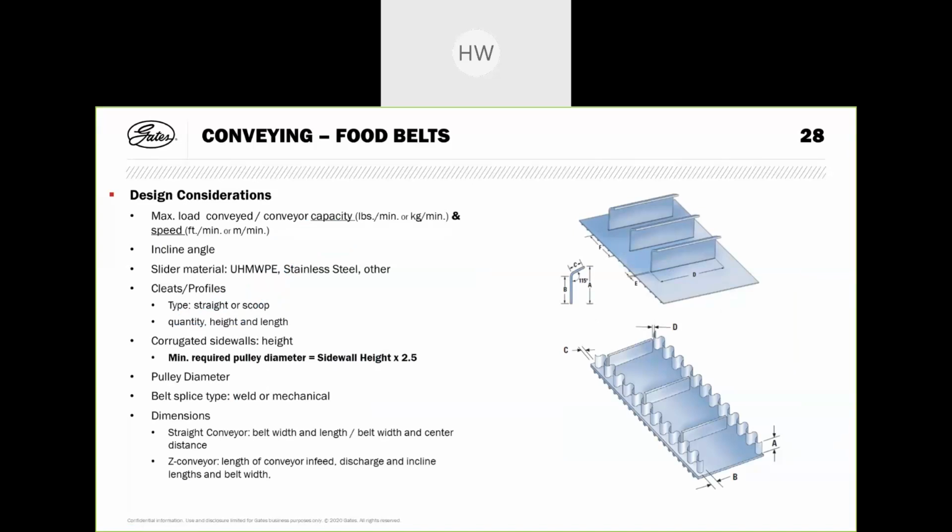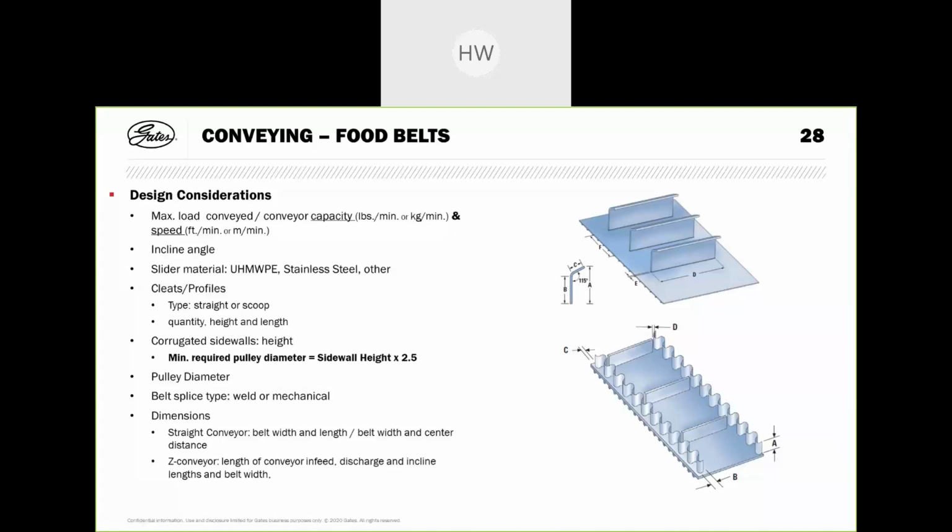And on corrugated sidewalls, you also have to respect that the minimum diameter is going to change and is determined by the height of the sidewall. Design envelope is always a criterion here, pulley diameter and the dimensions, belt width, mostly determined by the product to be conveyed.